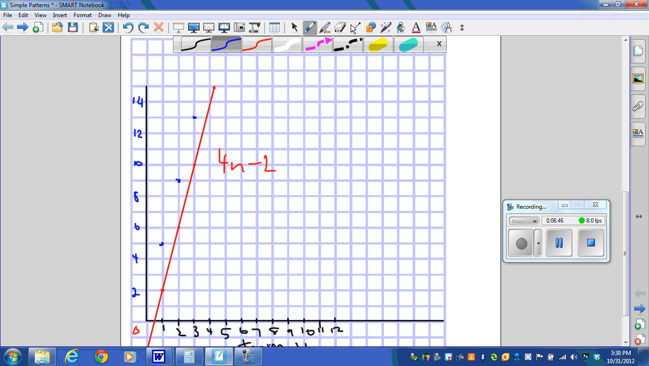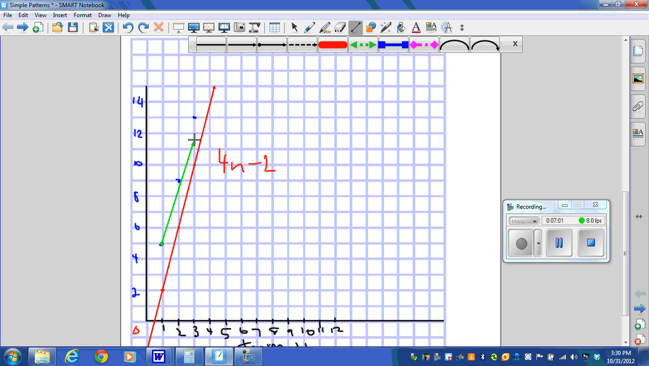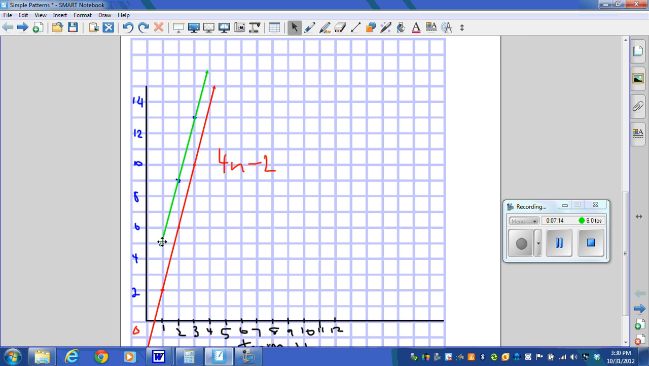If I do the exact same thing, I connect these dots. I'm going to make this one green, to represent the little green dot. I can see that if I connect these dots right through a nice straight line, it follows a different path. And I can continue this.